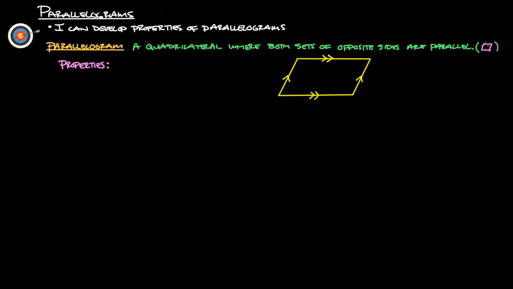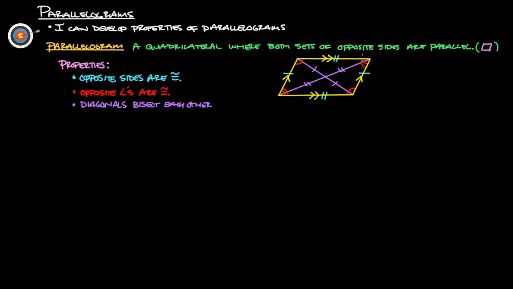A parallelogram is often denoted, instead of writing parallelogram, by just drawing this little symbol that looks like a parallelogram. Okay? So, specific properties. Opposite sides of parallelograms are congruent. So these two sides are congruent, and those two sides are congruent. We also know that opposite angles are going to be congruent. So these two are congruent, and these two are congruent to each other.